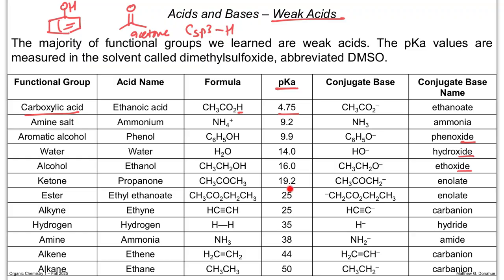Now when we look at that pK, it's about 20. So one of those CHs gets deprotonated. That means a carbon becomes negative, and that reactive intermediate is called an enolate. So IDE and ATE at the end generally mean negative for nomenclature.